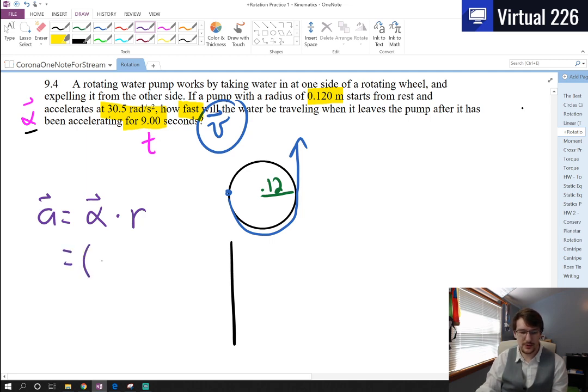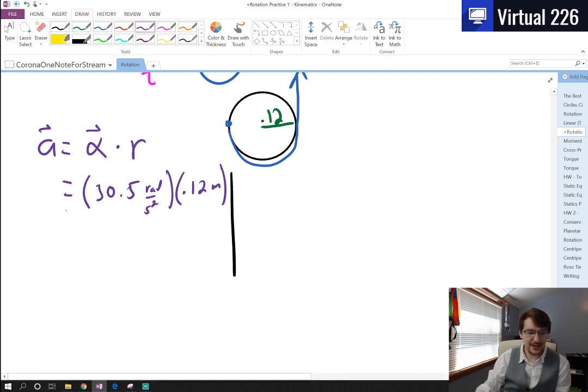So we could find that. We could say it's 30.5 rads per second squared multiplied by 0.12 meters. When we do this, we would find that our acceleration, 30.5 times 0.12, would equal 3.66 meters per second squared. The radian is just a placeholder. The meters go into place there.